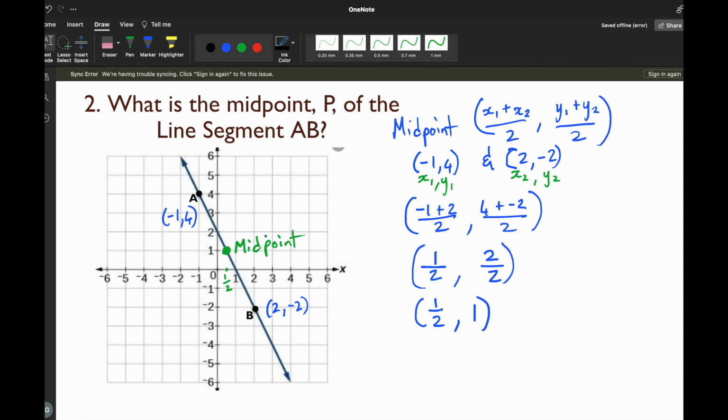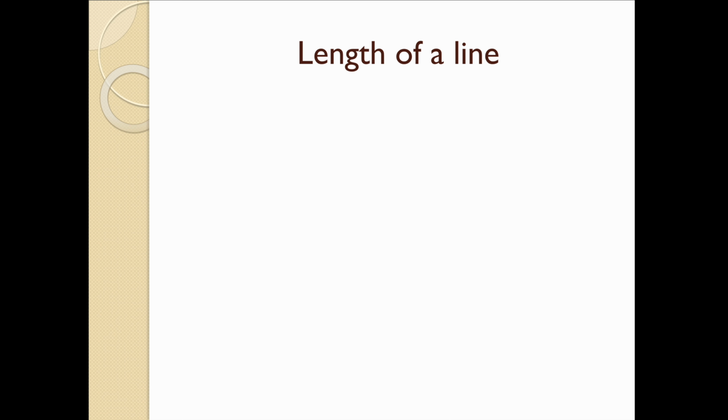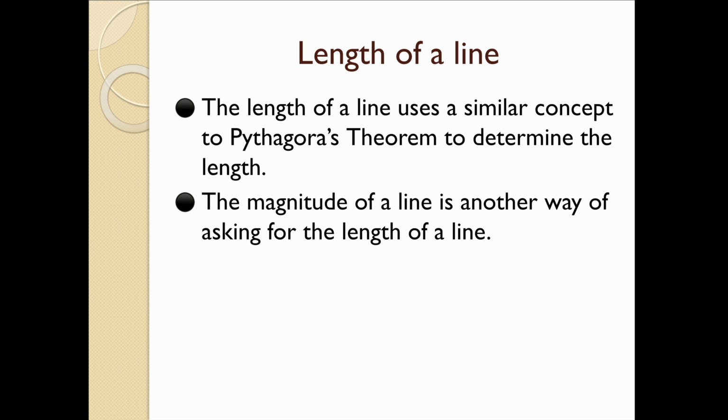All right, so we want to look at the magnitude or the length of a line now. The length of a line is also referred to as the magnitude. The length of a line uses a similar concept to what we did in trigonometry, which is Pythagoras' theorem to determine length. However, you don't have to work it out that way, but the formula itself uses this concept, okay?